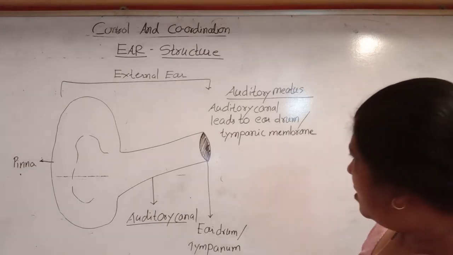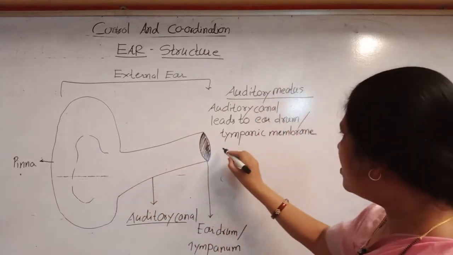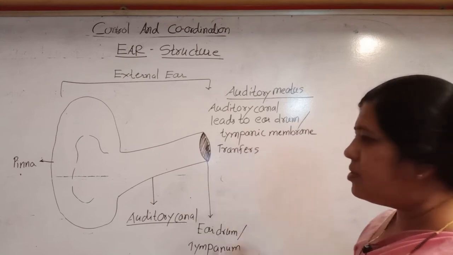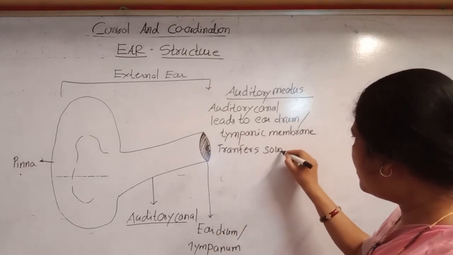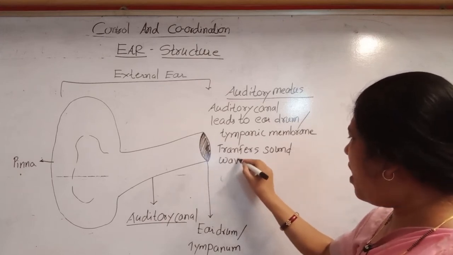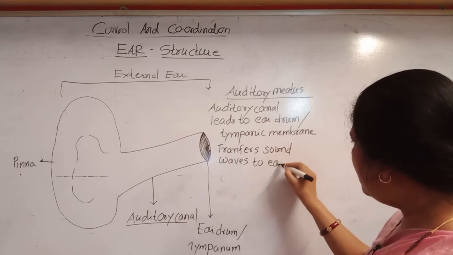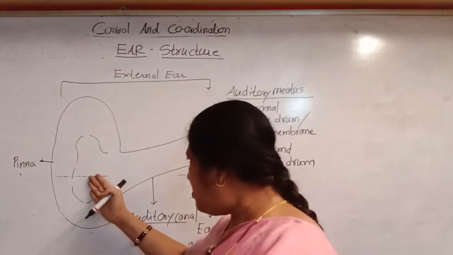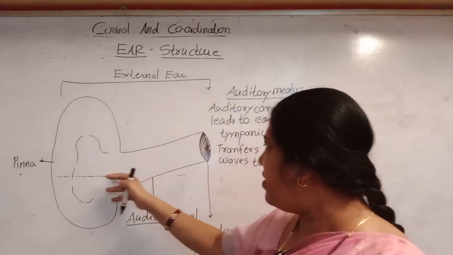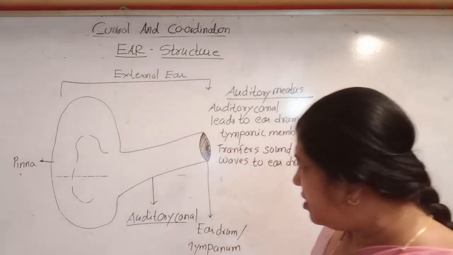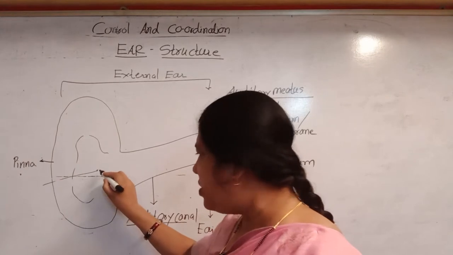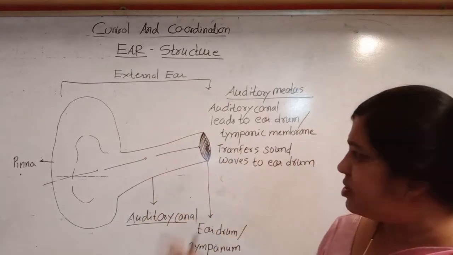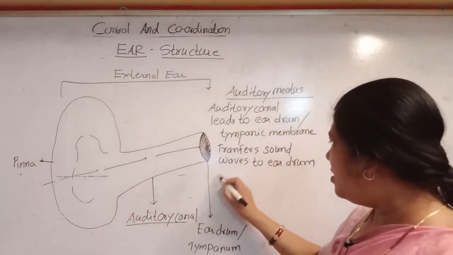Okay. This auditory canal transfers sound waves to the eardrum. So the path of sound waves is from the ear pinna to the eardrum through the auditory canal. Next point.